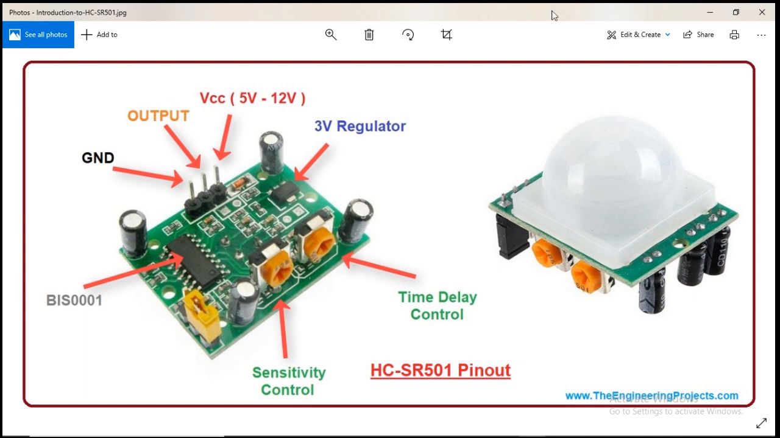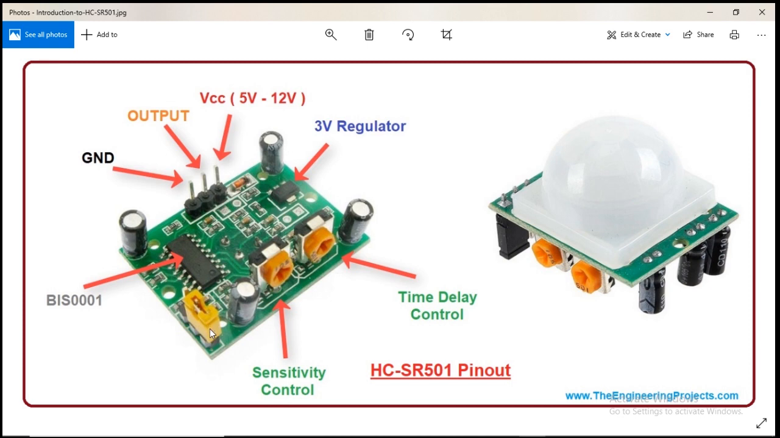Even though the object is still present, it will go low, after this time delay you have set has reached. But whenever you put it in repeatable mode by changing this cap to the other side, just like the way it is now, this is in repeatable mode.